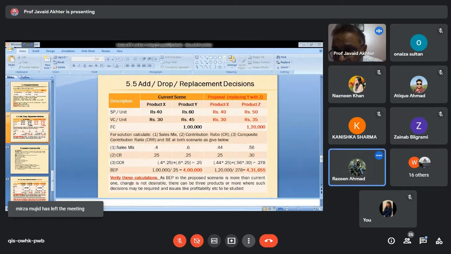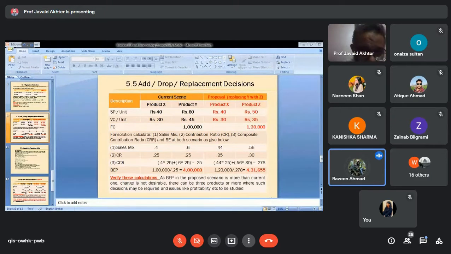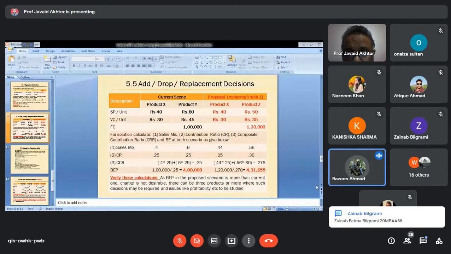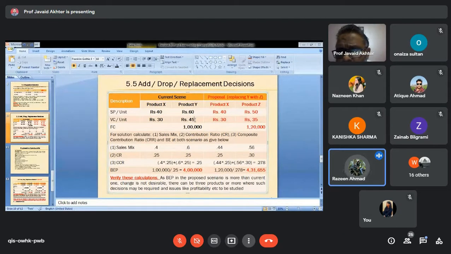Sir, currently the variable cost is 45 of product Y. Give me a second. Let me just note down something. I'll come back to the slide. Yes, now tell me. I'm looking at this slide. Yes, sir, variable cost is 45 of product Y. And of product Z, it is lesser by 10 rupees. But how, sir, is fixed cost more for product Z?